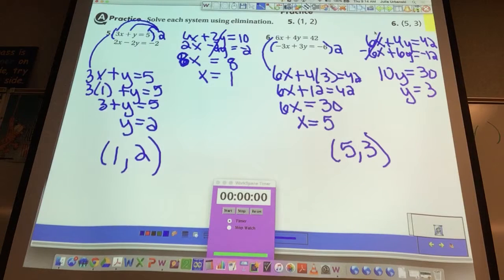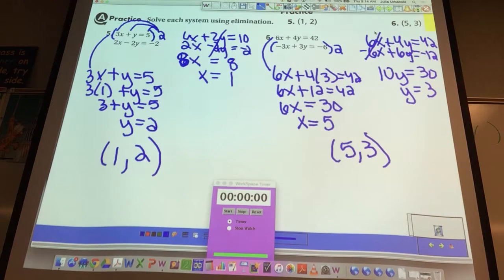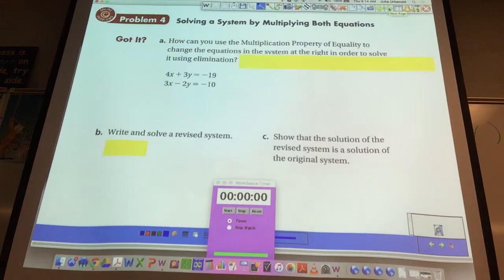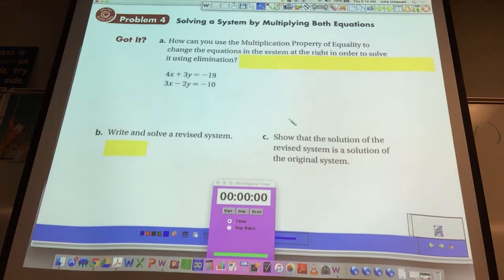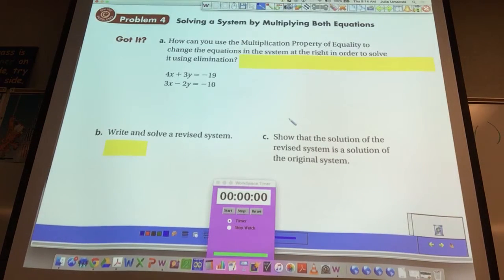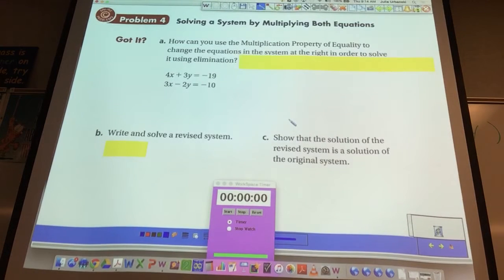Alright, one more thing I need to show you. And then you'll have time to practice. We're not going to take notes all day long. But let's do this one together now. Turn to problem 4. Unless it's still on that same page, is it? Yeah, probably. Alright. Look at this one carefully.